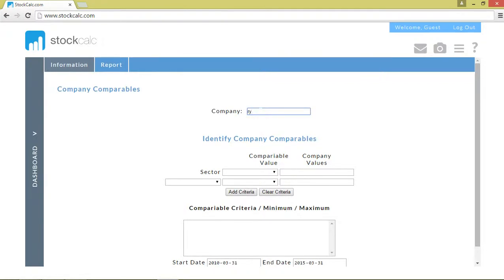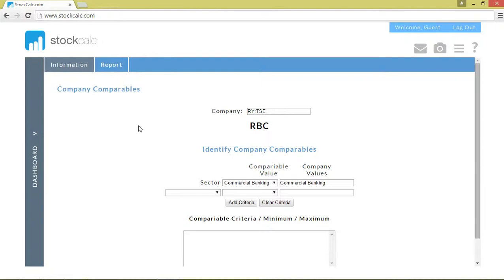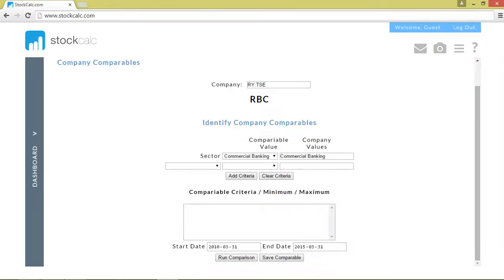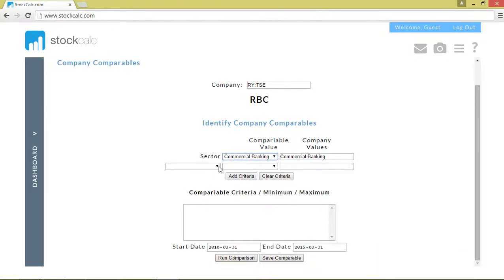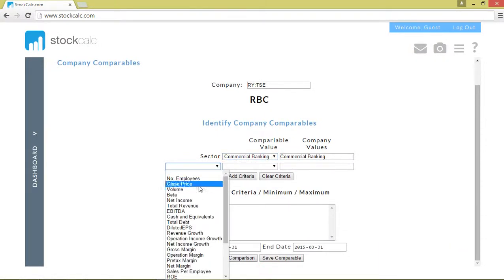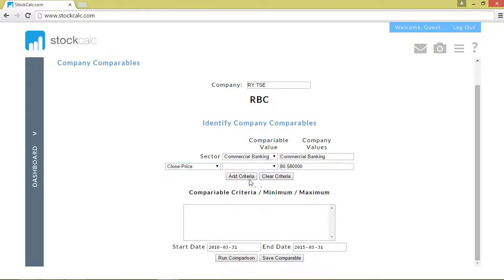We're going to test Royal Bank on the Toronto Stock Exchange and compare it to the large chartered banks on the Toronto Stock Exchange. You can see the sector that it's in, commercial banking. And we will add another criteria. In this case, we'll select close price plus or minus 50%. Broad criteria, just to show, for example.